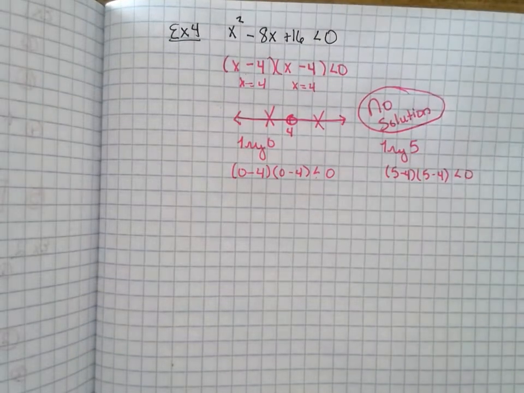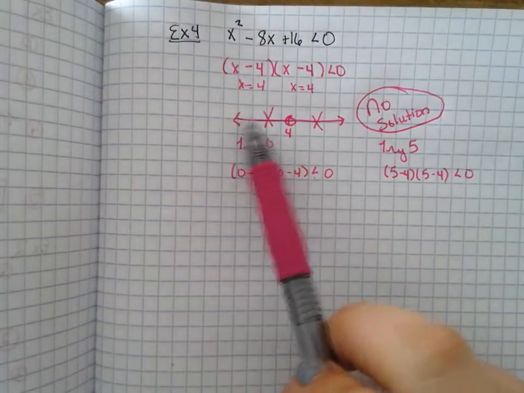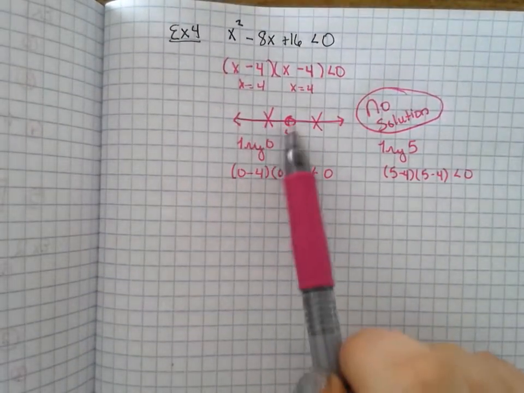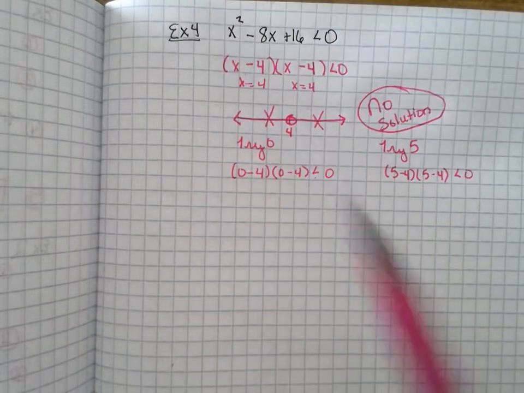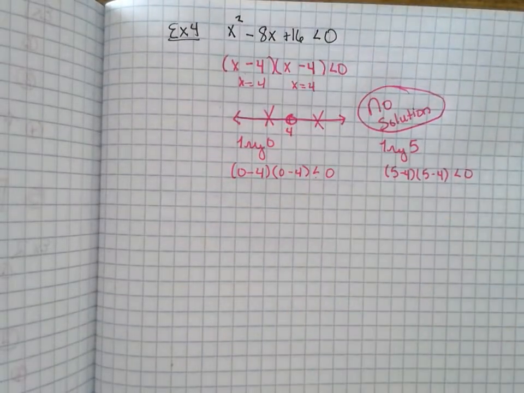Okay? There aren't any numbers over here. 4 has an open circle on it, and there are no numbers over here. There's no number that we can plug into this inequality and make that true.